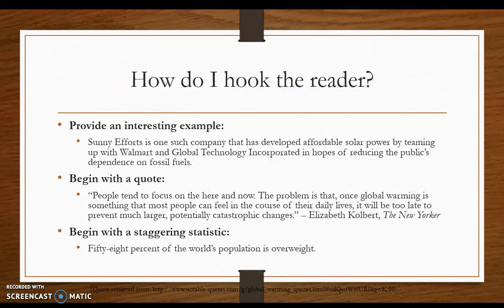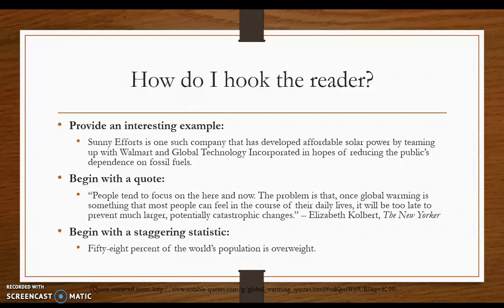Okay, a hook. There are three different ways to do this, and these are some examples that were pretty much made up in a class, except for the quote, which someone looked up on the phone. So keep in mind, as a disclaimer, that the percentage on the third one is incorrect. So you see, you can provide an interesting example.